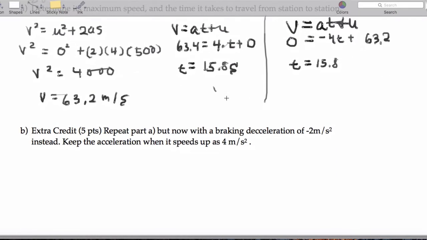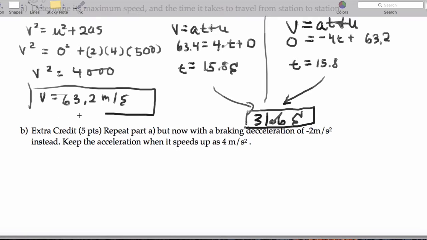So the total time is going to be a combination of these two. So we end up getting a total travel time of 31.6 seconds. And this is our speed right there.